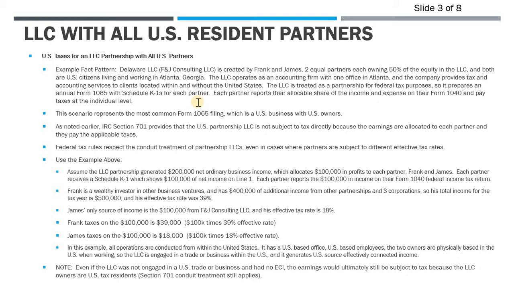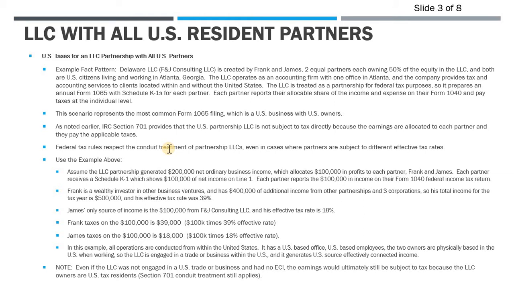Okay, so this is most commonly what we see in the United States when we go to prepare 1065s, because we have U.S. businesses with U.S. owners. So again, just to re-highlight here, under 701, the partnership is a domestic partnership. It needs to file a 1065, but partnerships are not subject to tax directly, right? The owners are ultimately the ones responsible for reporting their income and paying tax.